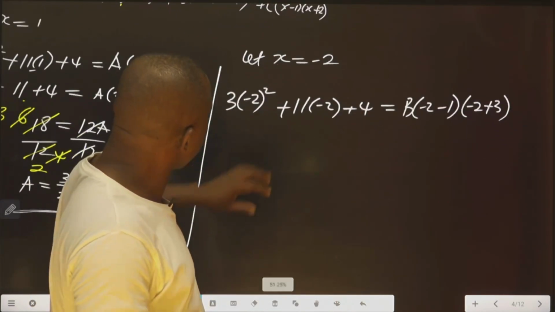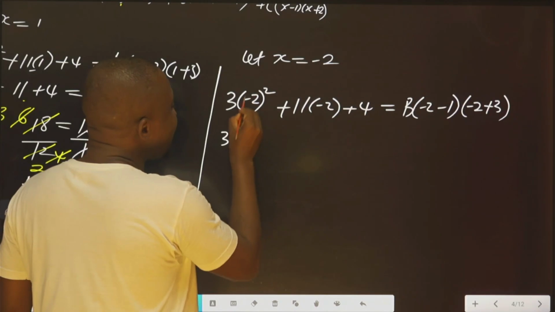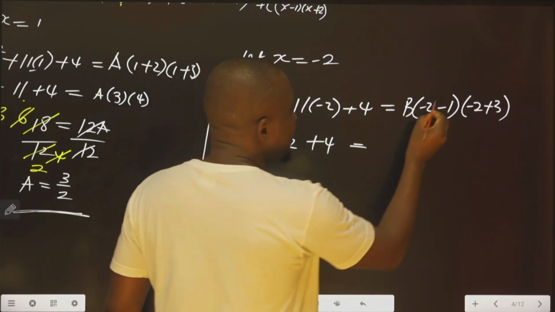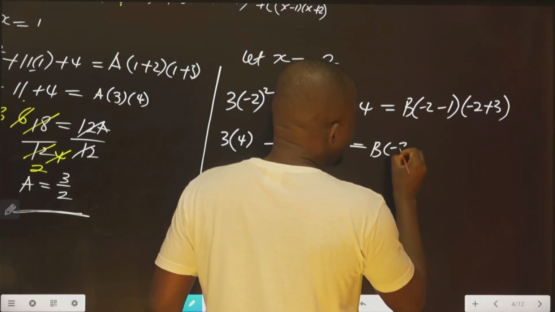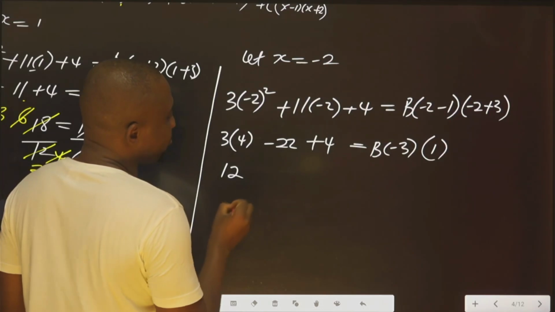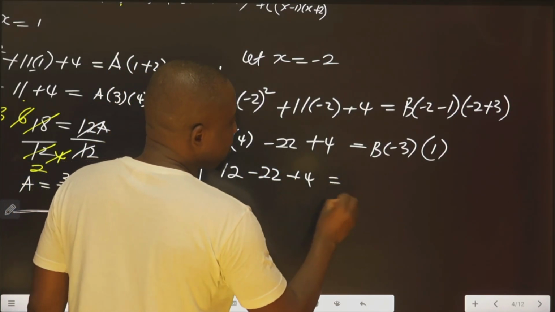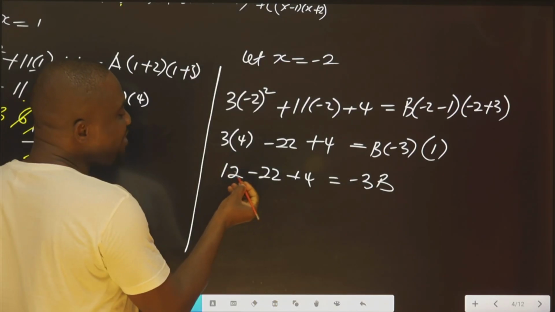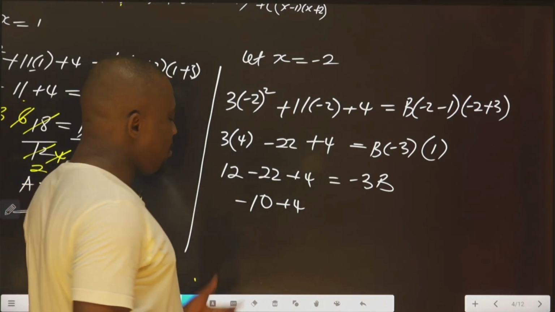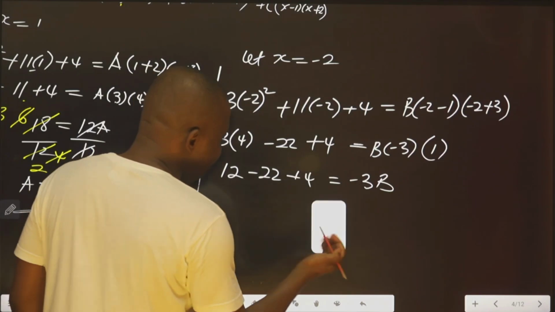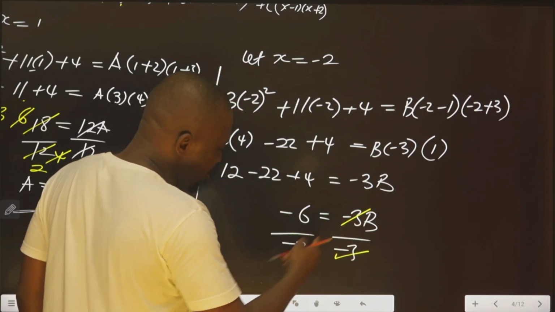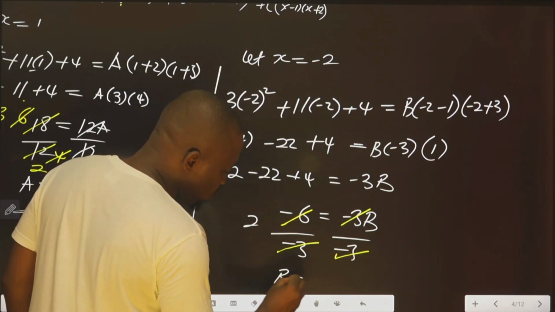Okay? Now, you agree with me that this is 3. This will produce 4. This will produce minus 22 plus 4. This will produce minus 3. This will produce 1. This will produce 12. This will produce minus 3b. 12 minus 22 will give us minus 10 plus 4. Minus 10 plus 4 is minus 6. So here is minus 6 equals to minus 3b. We divide both sides by minus 3. This and this will cancel. This will produce 2. b therefore is equal to 2.